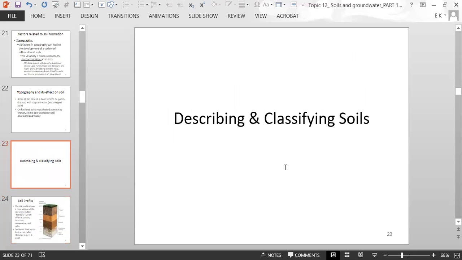So farming is going to be better on flat land that's not at the base of a slope, where it would be waterlogged. You'd want just flat land. So then we could talk about how to classify soils and how to describe soils.